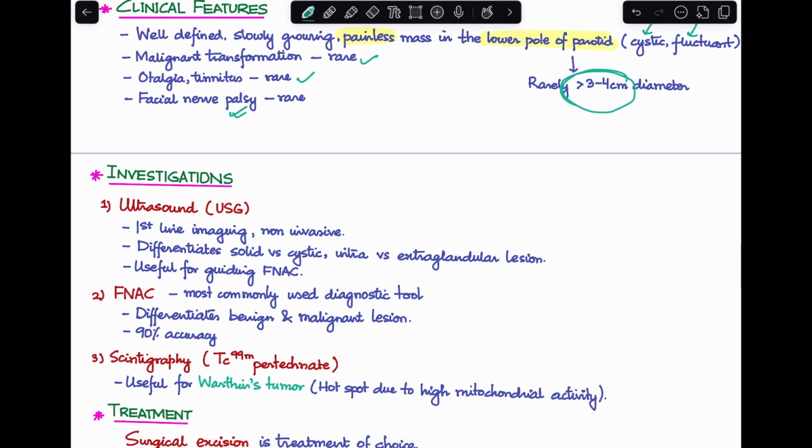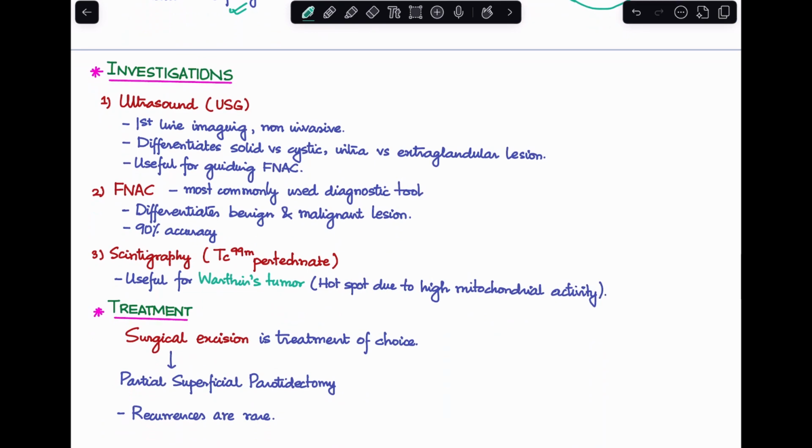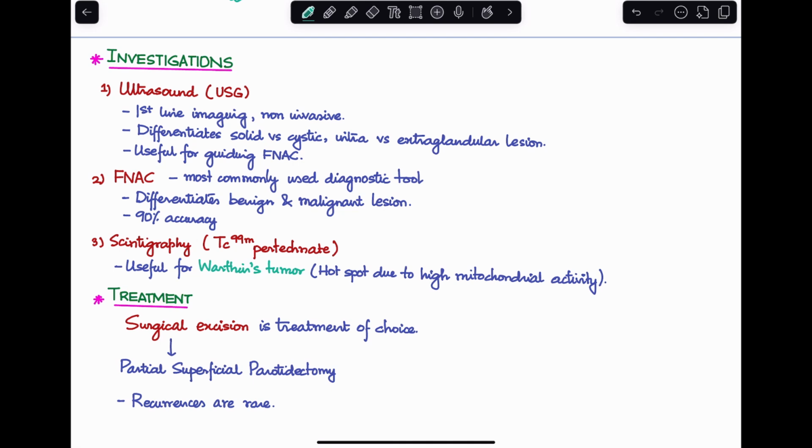Next, how will we investigate the case? As usual, like any other benign salivary gland tumor, we'll perform an ultrasound, which is our first line imaging. This will help in differentiating solid versus cystic, intra versus extraglandular lesion. This is also useful for guiding FNAC. And when you perform FNAC, which is the most commonly used tool, this will help you in differentiating benign and malignant lesions. Last of all, the investigation specific to Warthin's tumor is scintigraphy using technetium 99m pertechnetate.